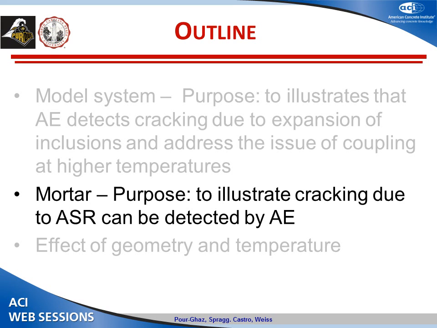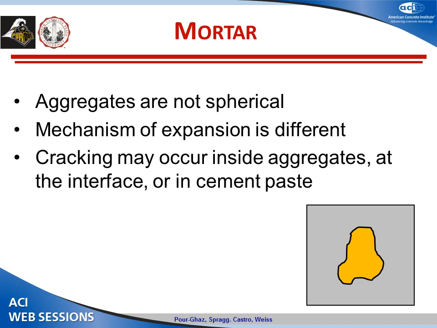Now the next part is the actual experimental setup. We are testing mortar samples. Again, here the aggregates are not spherical, and the other difference between the model system and the system that we are looking at is that the mechanics are similar, but the mechanism of expansion is very different. So we are looking at mortars directly here. In the model system that we have, the cracking can happen at the interface and the cement paste. Well, here we really can have cracking inside the aggregate also.